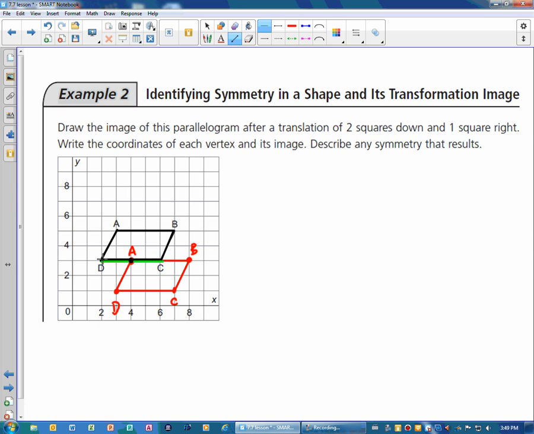I need to get rid of that green line. Let's see if I can. Nope. There we go. Green line needs to go away. All right. Now that dot needs to stay there because that's going to be my rotational dot. Let me move up a little. There we go.